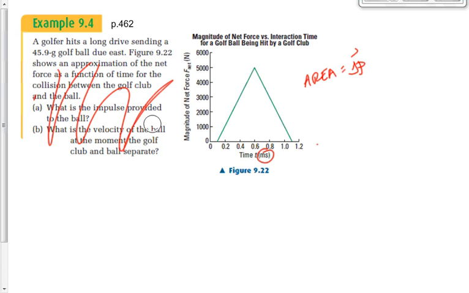Now let's look at the question. Question says, what's the impulse provided to the ball? All right, good. I've got to find impulse. I know area equals impulse. Seems easy. The second question, a little bit harder. What's the velocity of the ball at the moment the golf club and the ball separate? A little bit harder, but I think we can still do that.